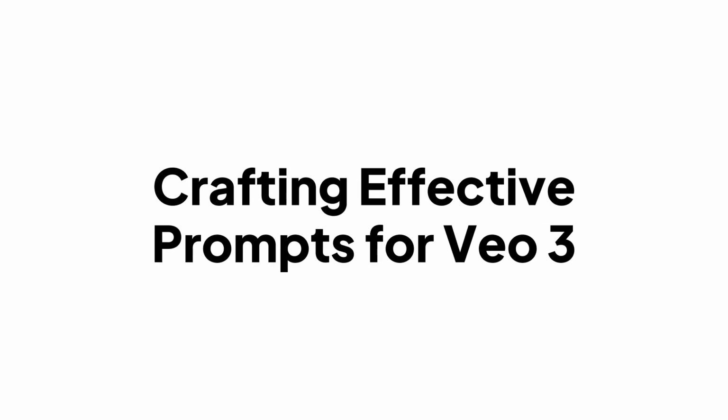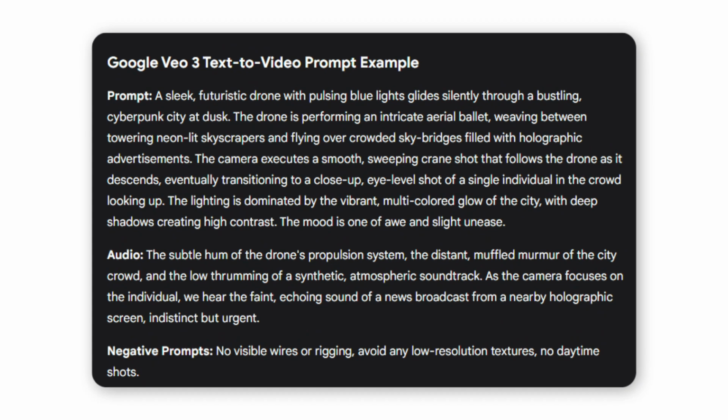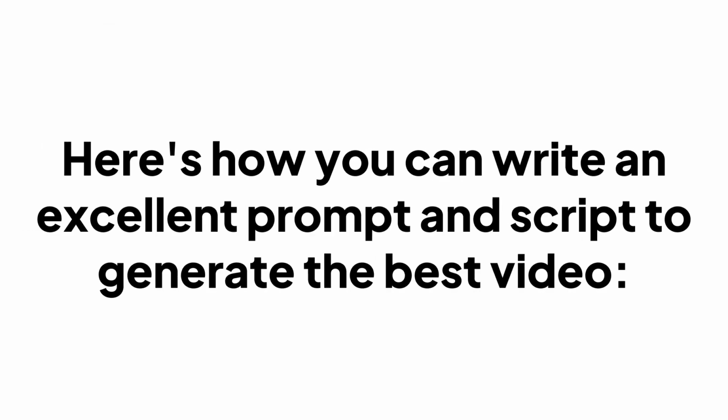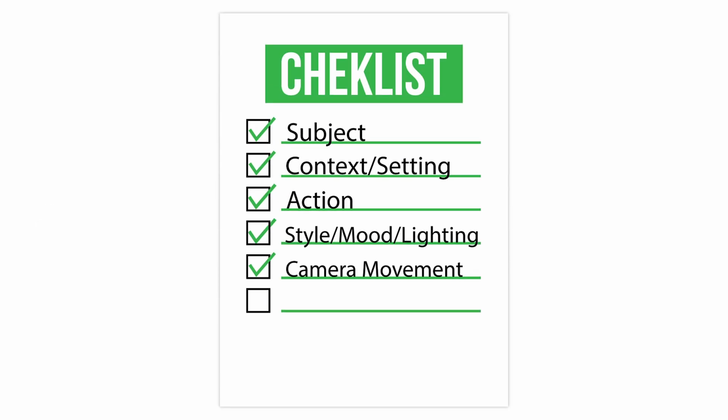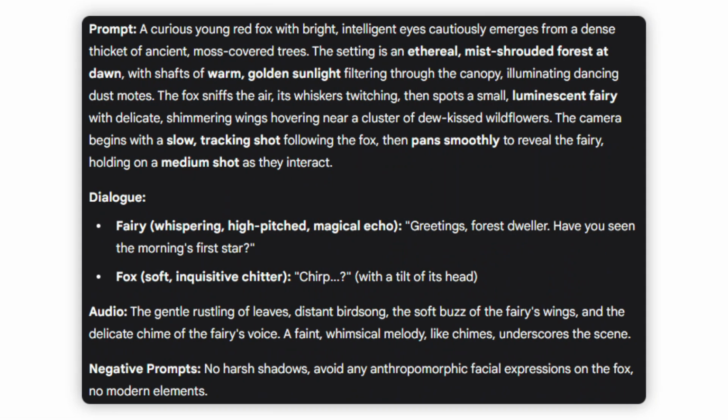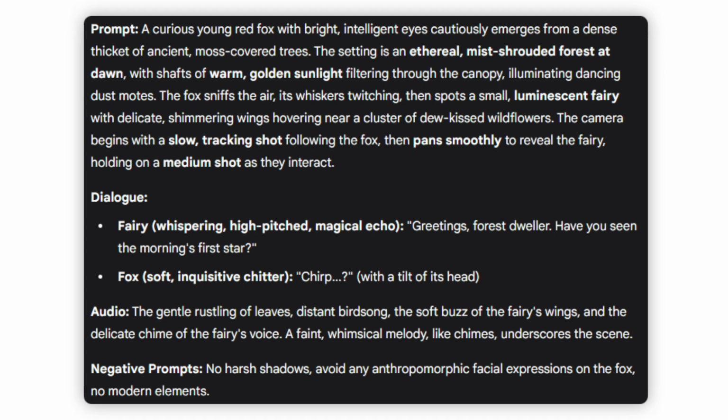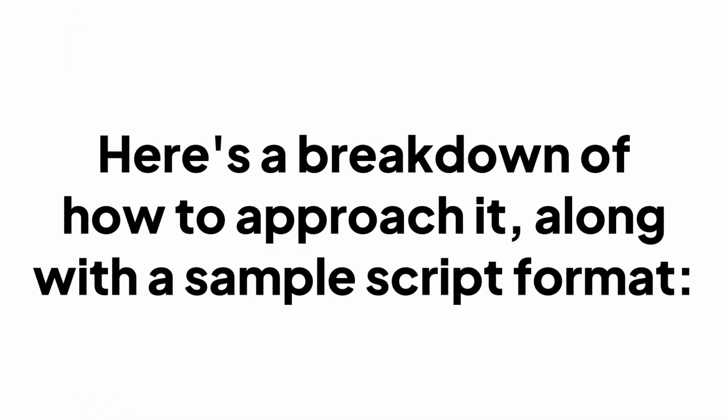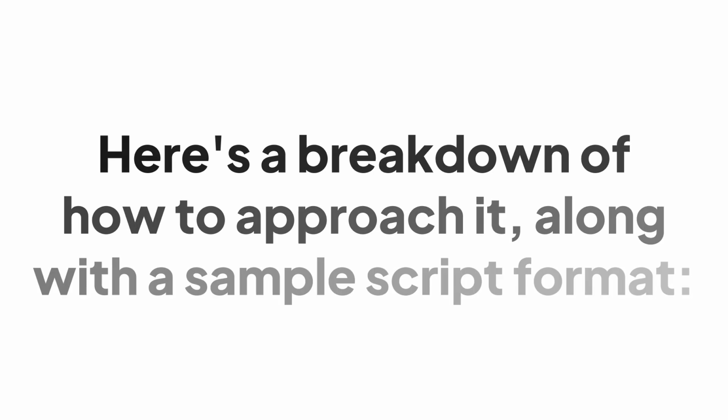Crafting effective prompts for VO3. To generate the best videos with VO3, your prompt is the most crucial element. You should write your prompt in a script-like format that clearly explains the video's structure. Here's how you can write an excellent prompt and script to generate the best video. To write a script for a video using Google VO3, you'll be primarily focusing on crafting effective, detailed prompts. Think of it less as a traditional screenplay and more as a series of highly descriptive visual and audio cues. Here's a breakdown of how to approach it, along with a sample script format.